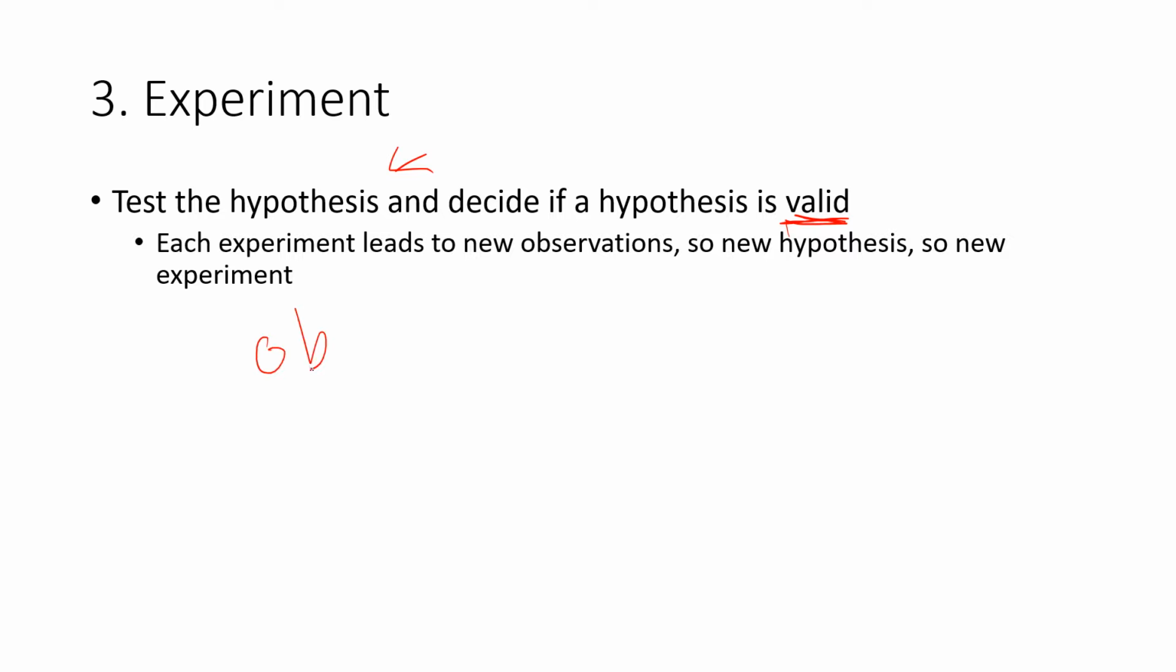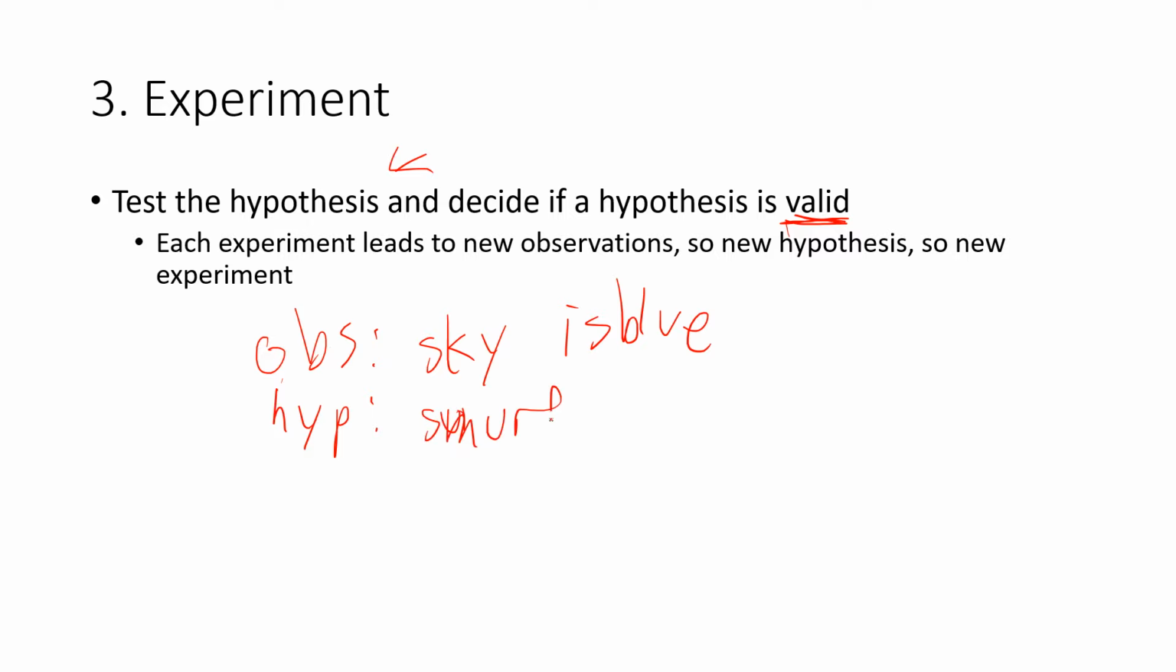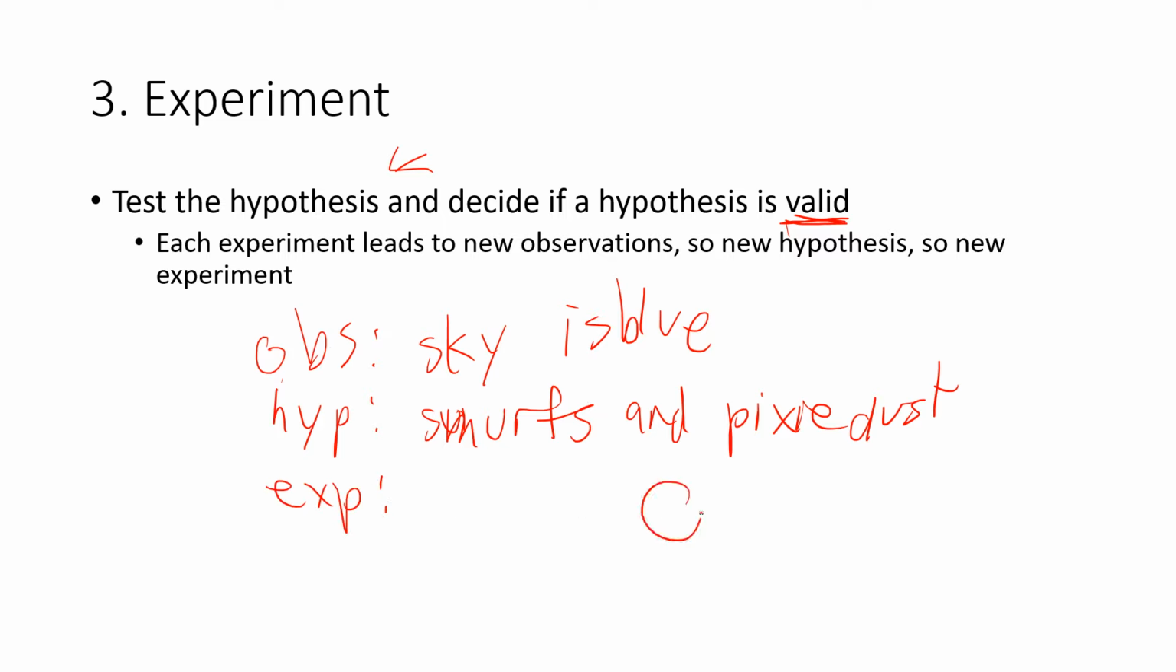So our observation was that the sky is blue, okay? That's something we observed. The hypothesis was that the sky is blue because of Smurfs in the sky producing blue pixie dust, okay? How do we test it? How do we do an experiment? Well, what we could do is go into the sky and collect a sample of all the molecules, all the compounds in the sky, and figure out if there is blue pixie dust inside that sample.